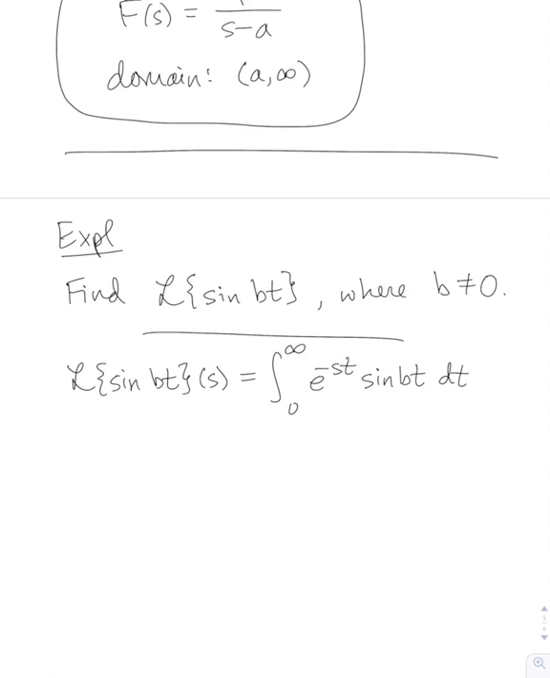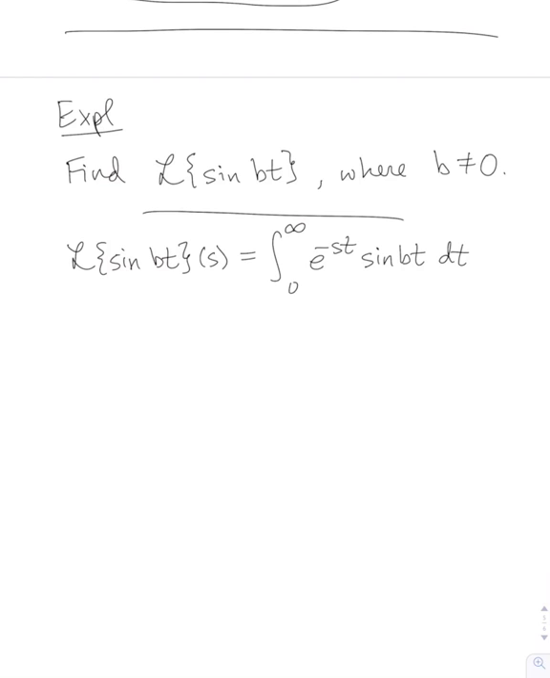All right, now this, again, this is an improper integral, so we have to first write it as a limit. So the limit as n goes to infinity of the integral from 0 to n of e to the negative st sine of bt dt.